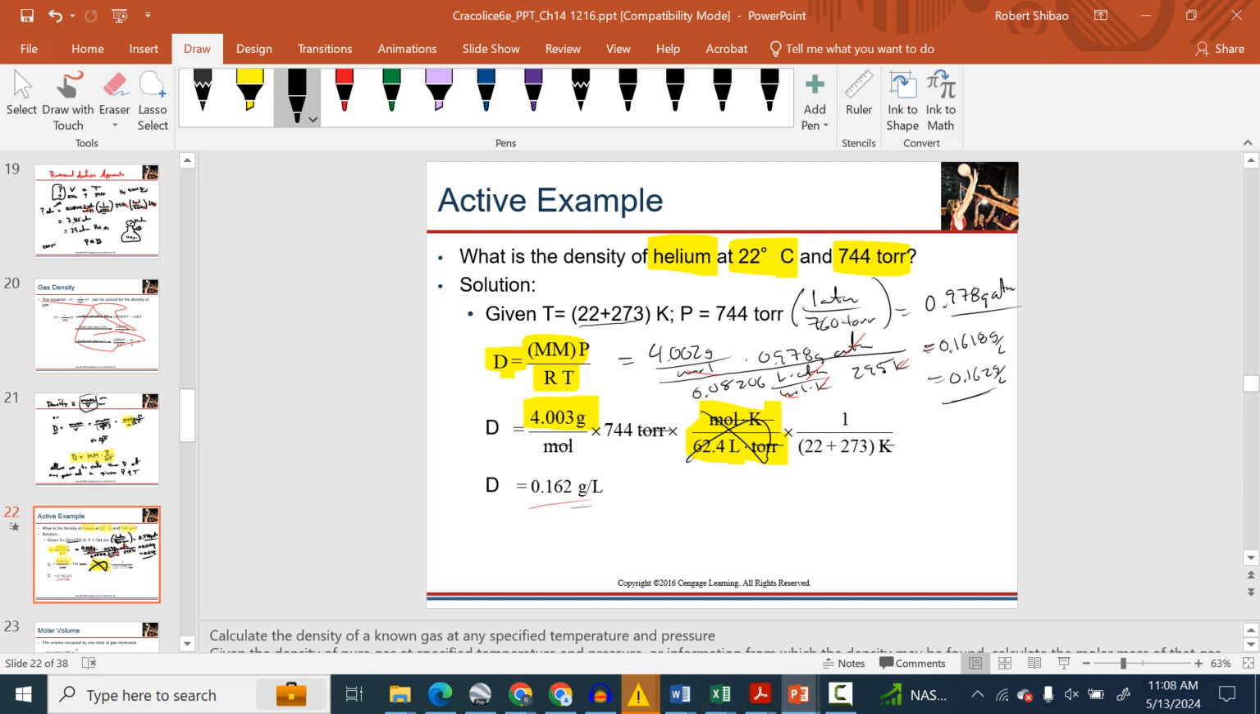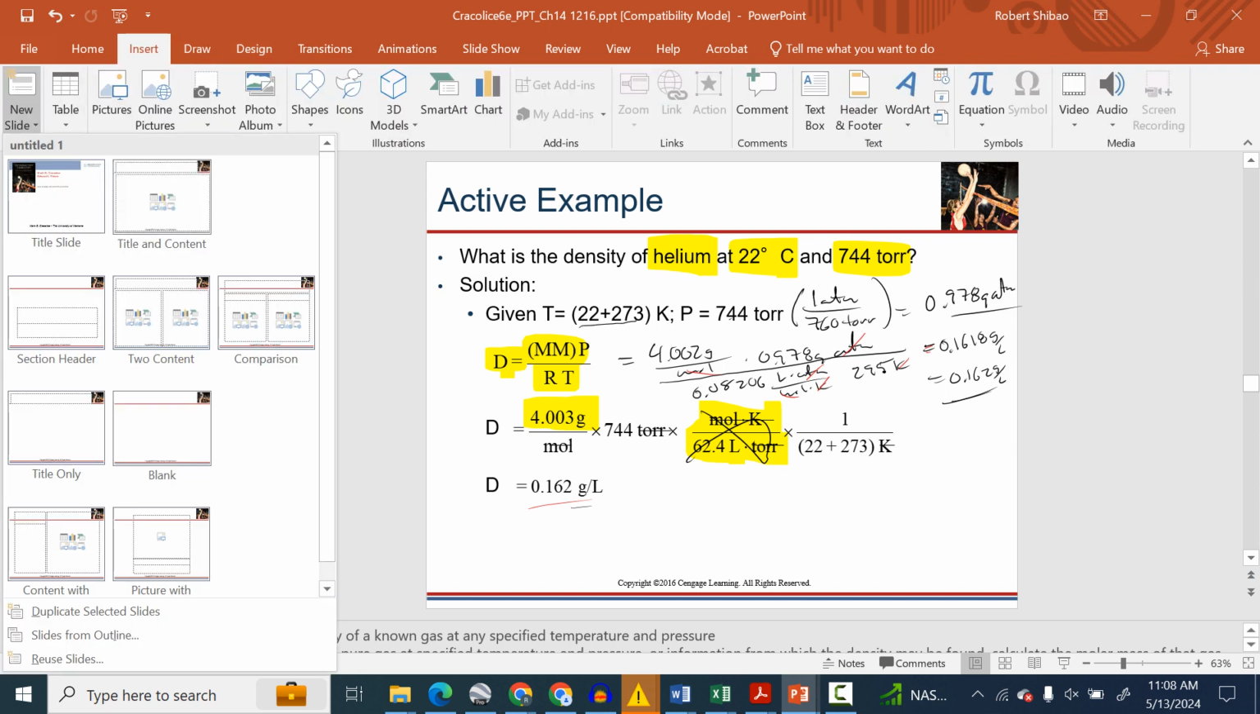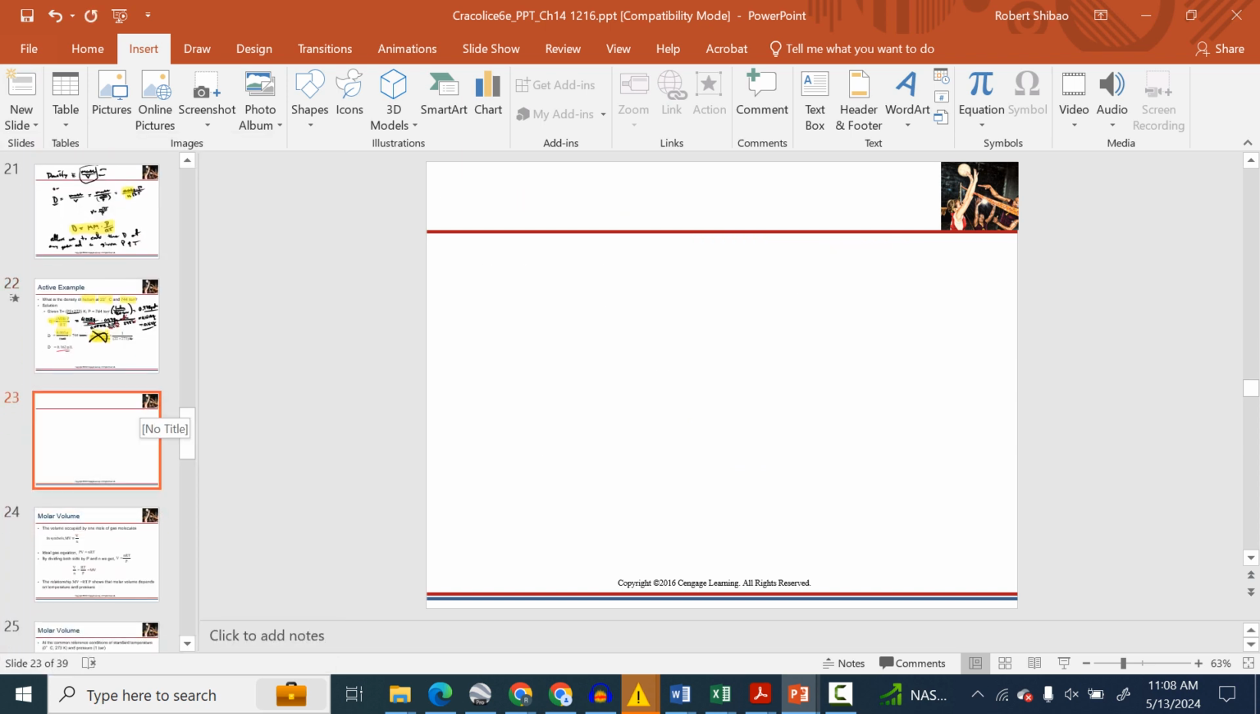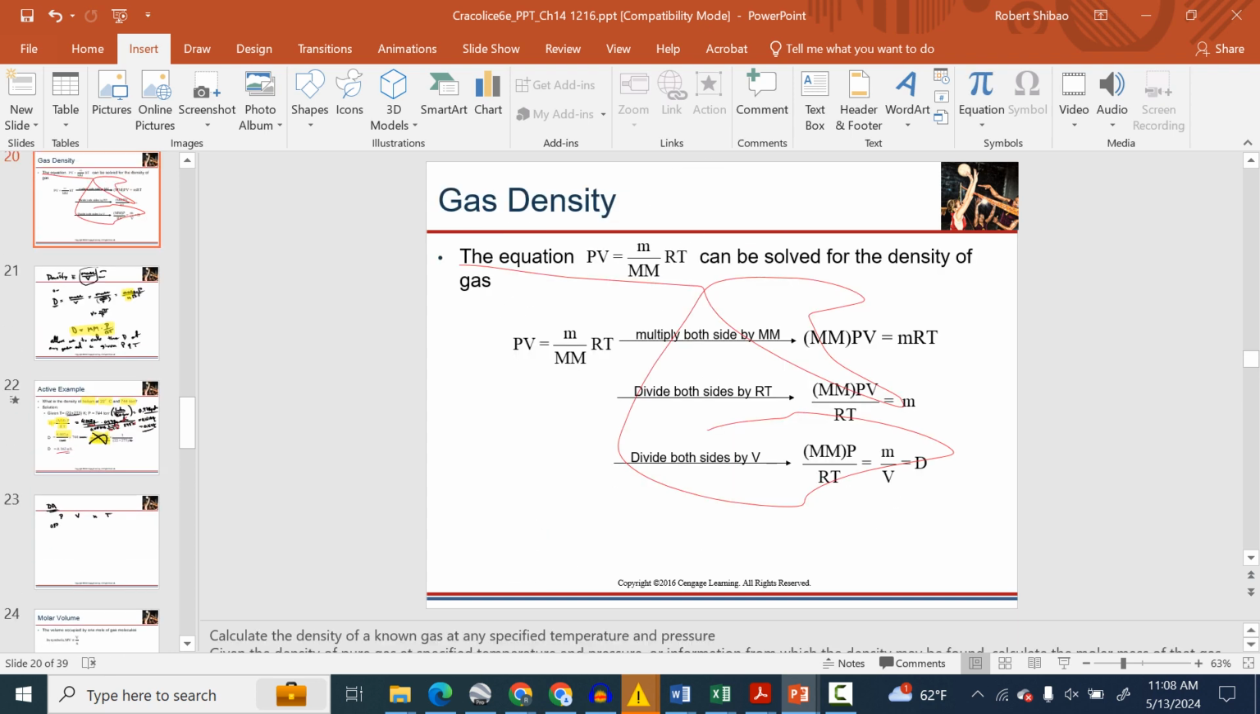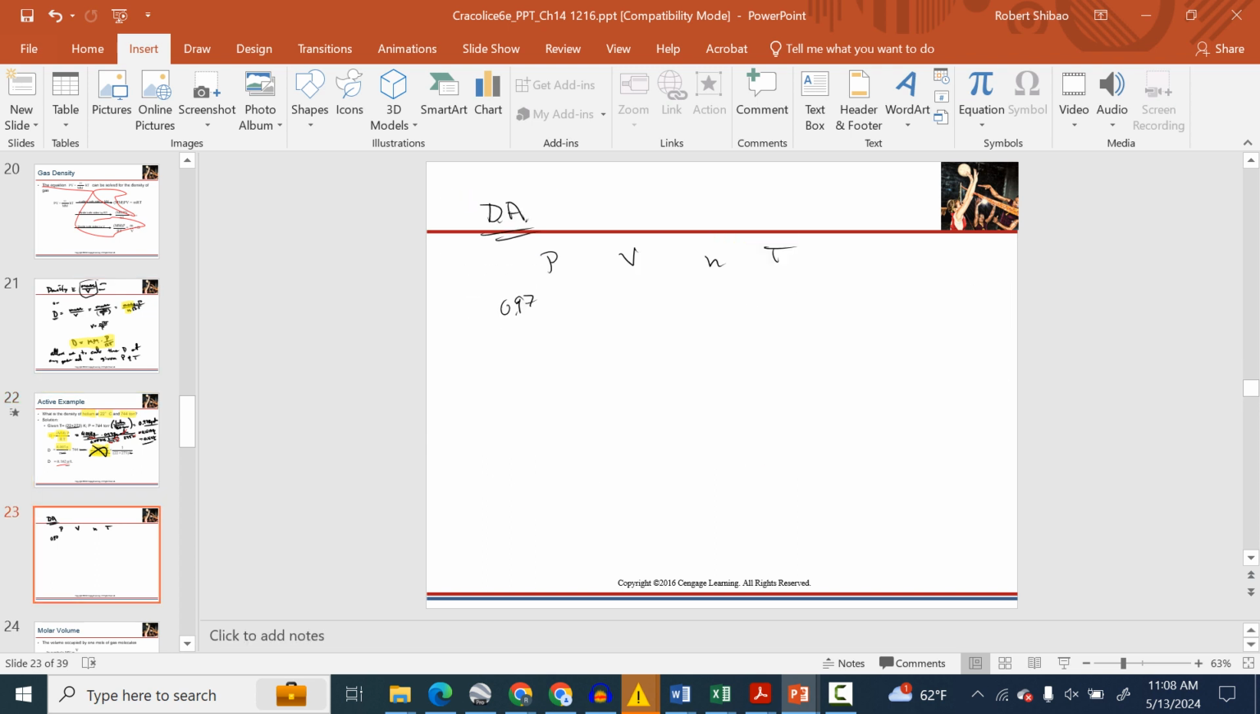Let's say I forgot the equation or I forgot how to derive it. Could you use dimensional analysis to figure this out? And the answer is yes, you could use dimensional analysis with the data that's given. So let's see what was the data that was given. The data given is the pressure, 0.9789.